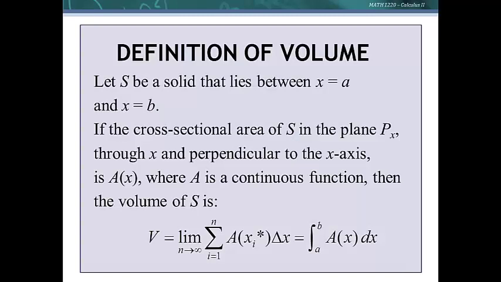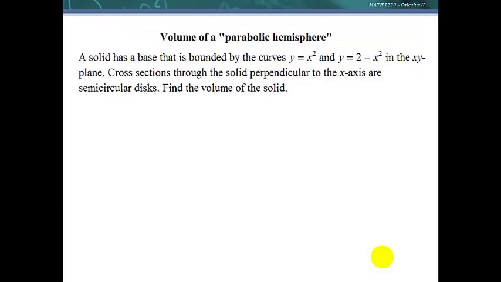So let's look at the official definition of the volume here. We've got S, a solid that lies between x equals a and x equals b. If the cross-sectional area of S in the plane through x and perpendicular to the x-axis is A(x), where A is a continuous function, then the volume is the limit as n goes to infinity, summing up the volumes of each of these slices, which is the definite integral from a to b of A(x) dx. So let's see this in action.